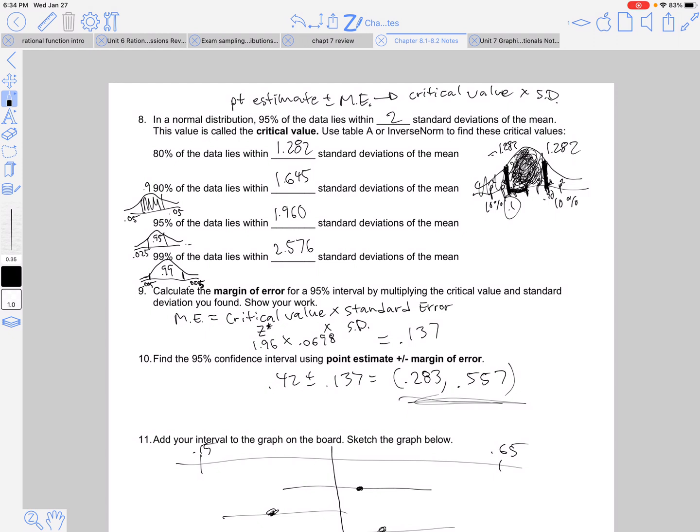This is the critical value. It's our z, and they put a little star by it. You're going to see it on the test and from here on out. If the z has a little asterisk there, it is the critical value that we're going to use.